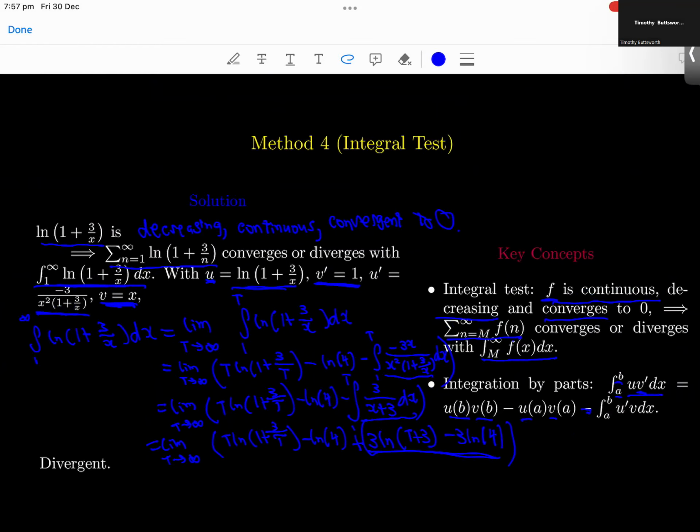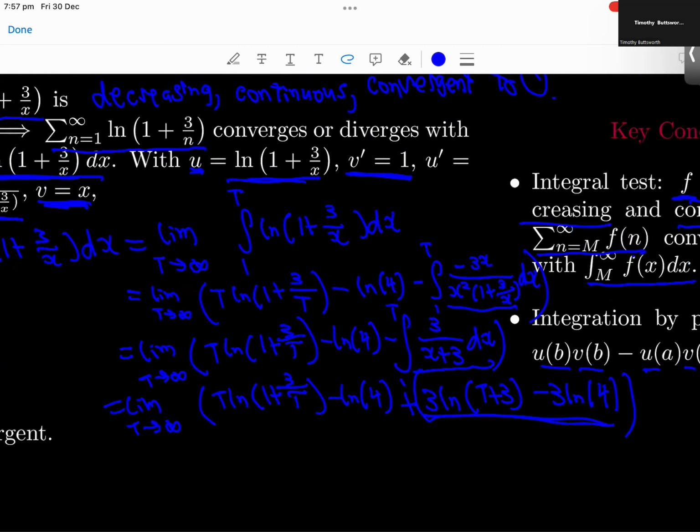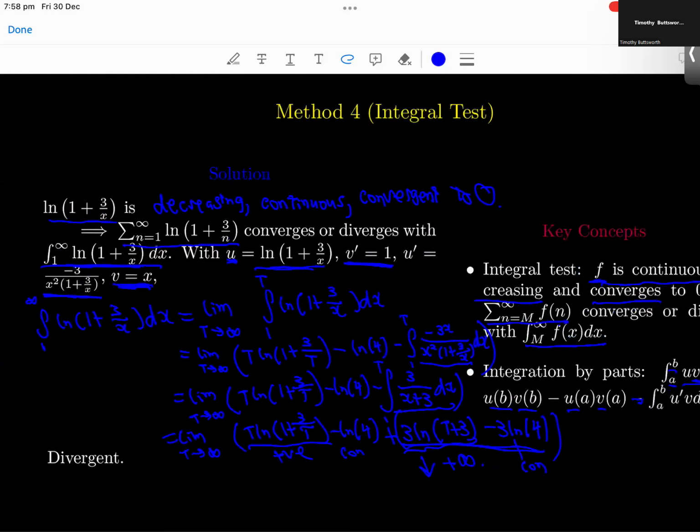Okay, well, let's compute this limit. t times ln of 1 plus 3 divided by t. Well, it turns out that this particular term doesn't really matter too much. The important thing is that this term is going to be positive. So this is positive, this is constant, this is also constant. This term over here, this is clearly going to plus infinity, the natural logarithm of t plus 3, as t is getting quite large. So this whole limit is divergent.